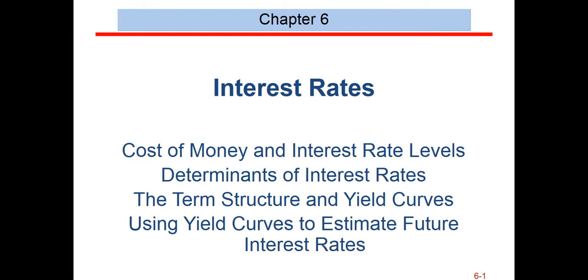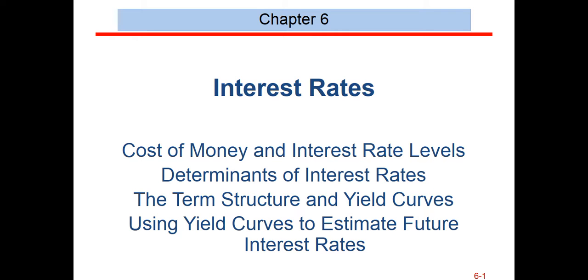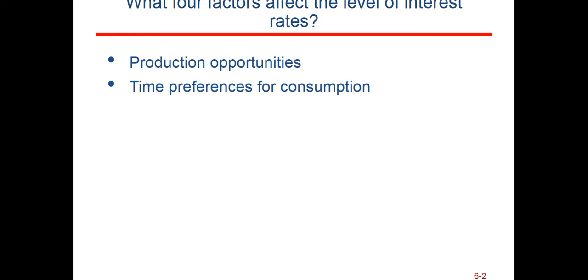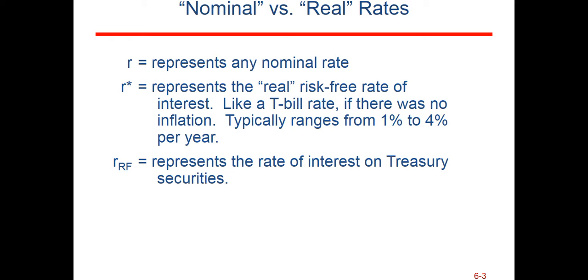Hi everybody, in this chapter we are going to talk about interest rates, how we determine the interest rates. We are going to talk about concepts like term structure and yield curves and how to estimate the future interest rates. Now, there are four main factors that will affect the level of interest rates: the production opportunities, kind of like the demand for interest rate, time preferences for consumption, risk, and expected inflation.